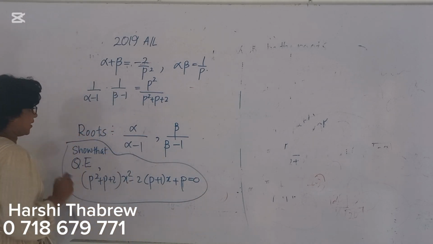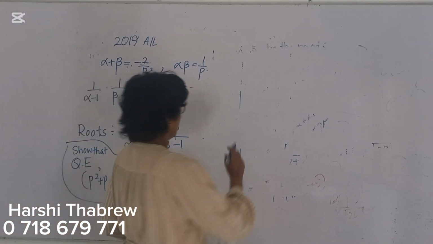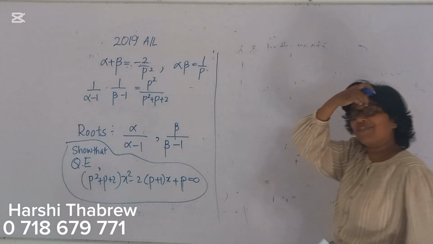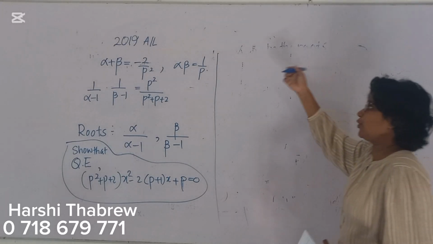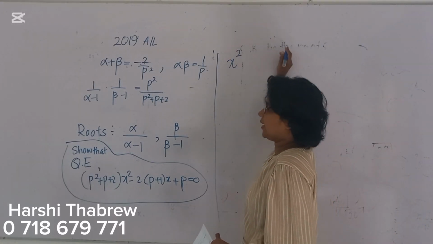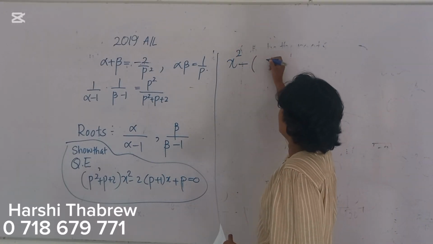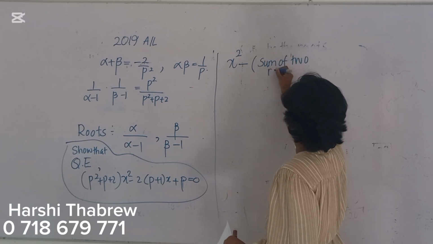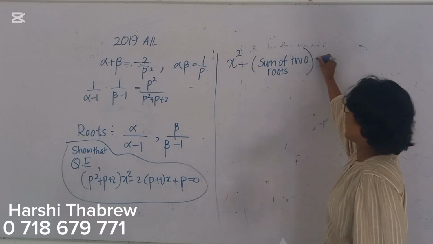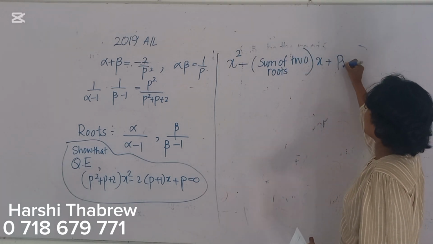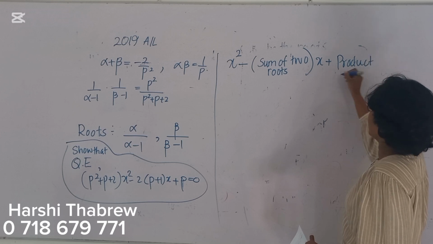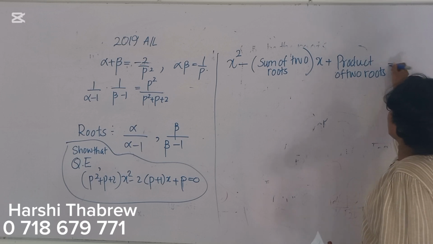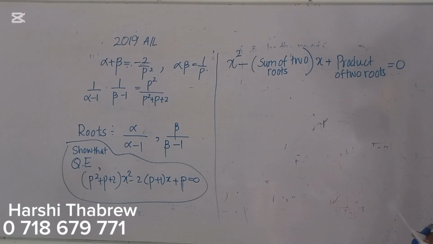Okay, you have to show that. For that, you know the two roots, right: x squared minus the sum of the two roots times x plus the product of the two roots equals 0. This is the quadratic equation.